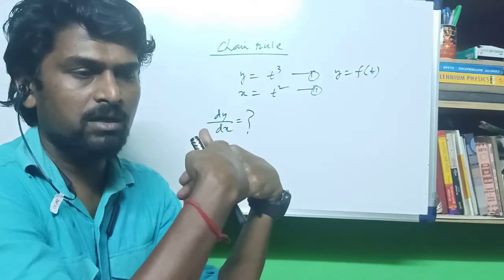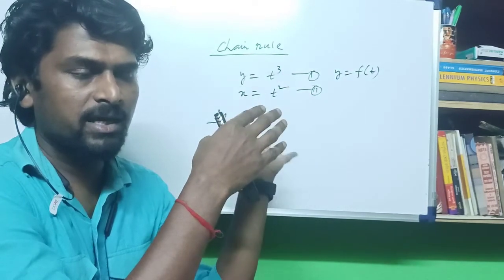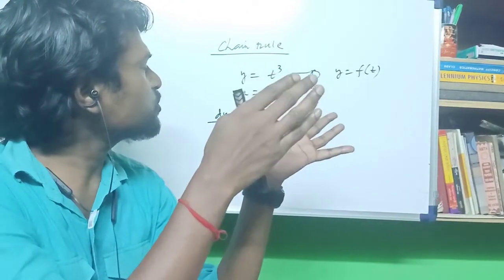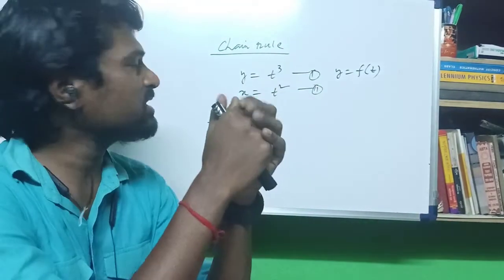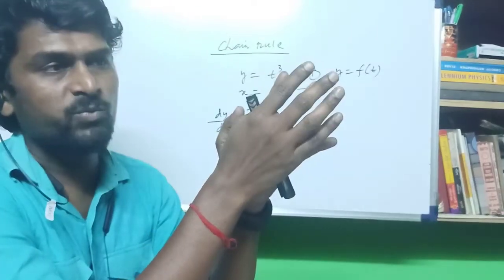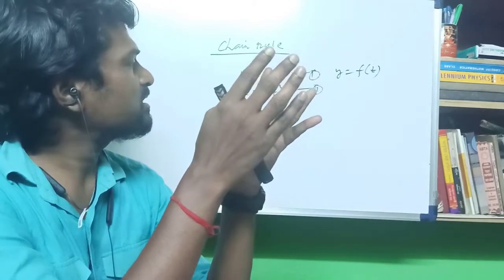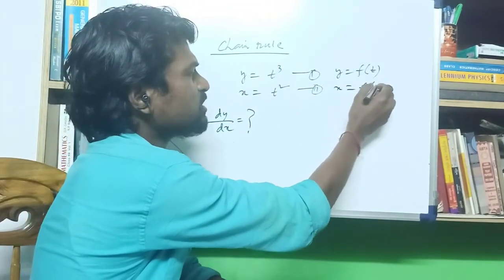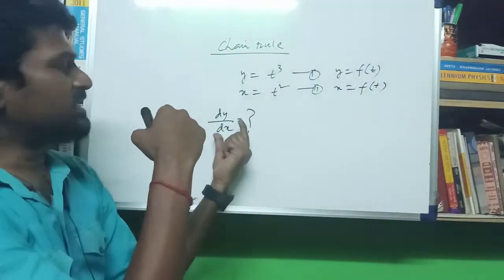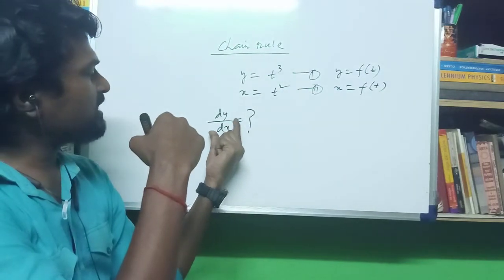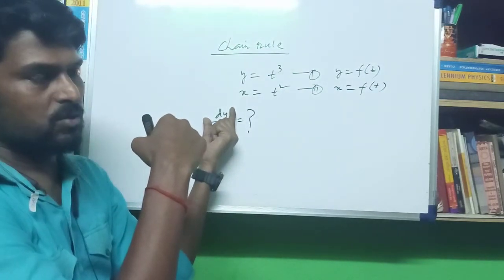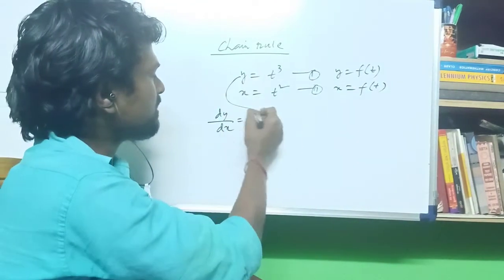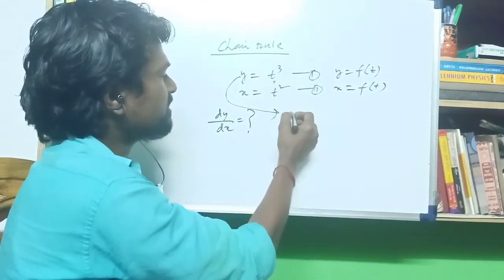So here, this is like y equal to t cube. So y is somehow related with t, and x is somehow related with t, but y and x are also functions of t. So how are they related? What change takes place in y if x changes? So first, you have to take the derivative.